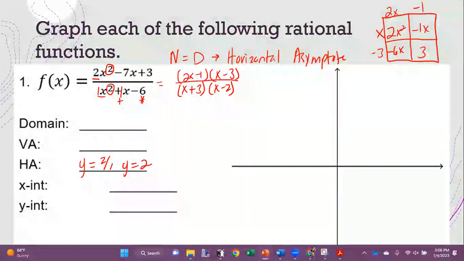Now I have factored the numerator and denominator. I'm going to check and see if there are any holes. If there's a hole, that means they have a common factor. Is there a common factor?